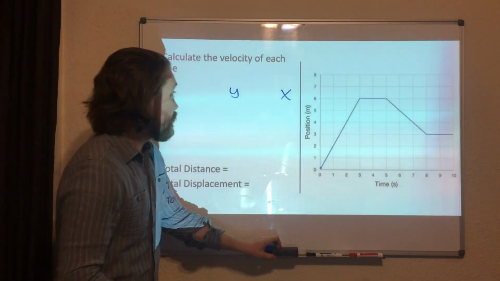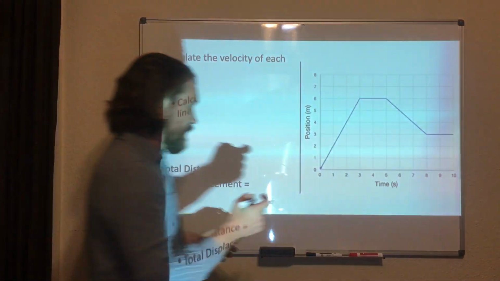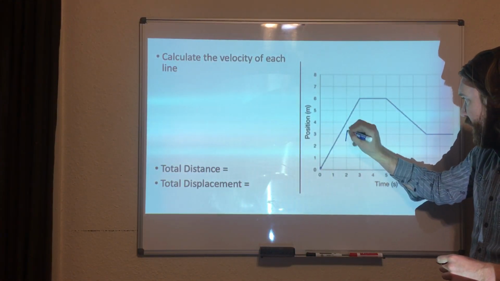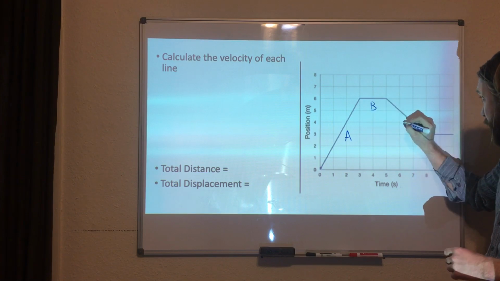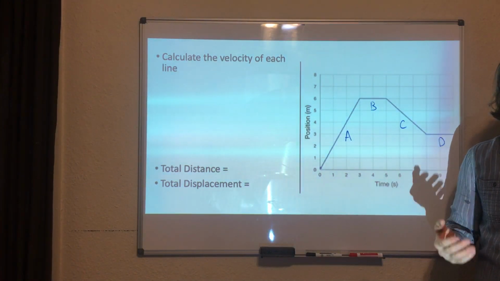All right, so let's look at an example. Here we have 4 lines. I'm just going to go ahead and label them. We're going to call these A, B, C, and D. And I want to know the velocity of each one of these lines.